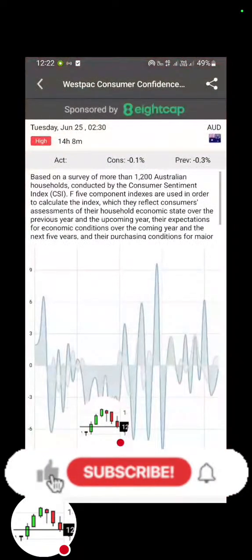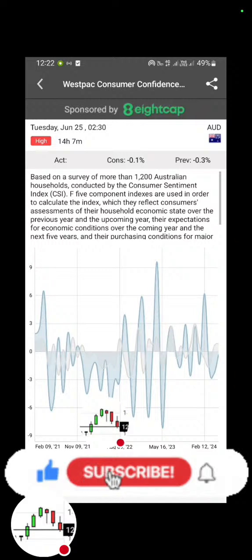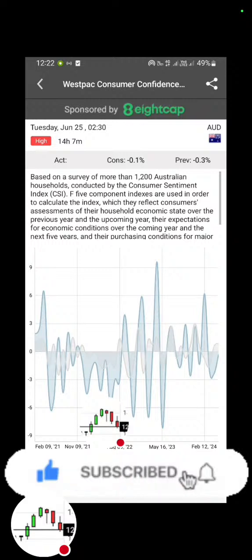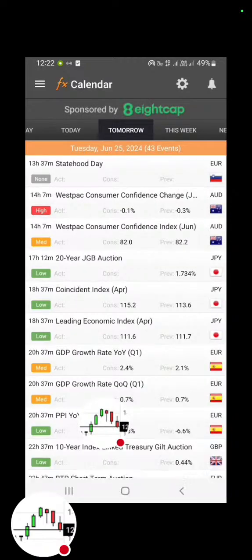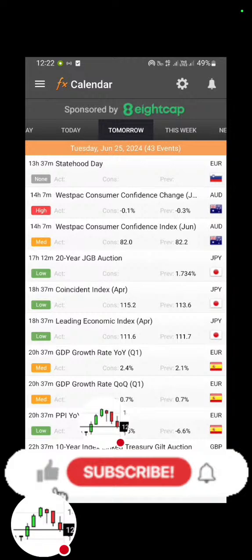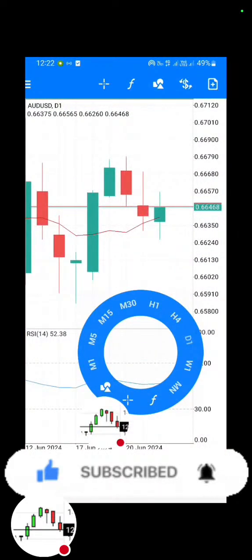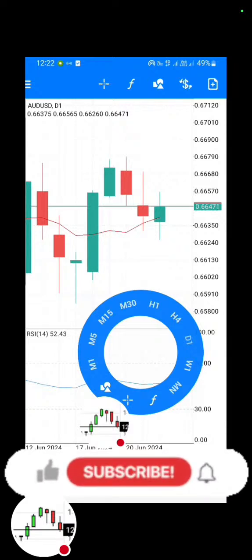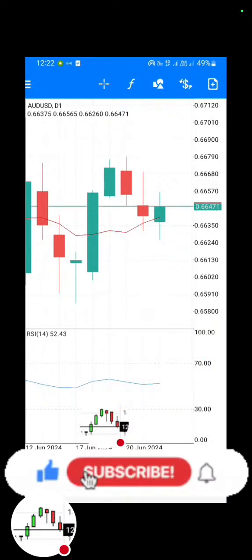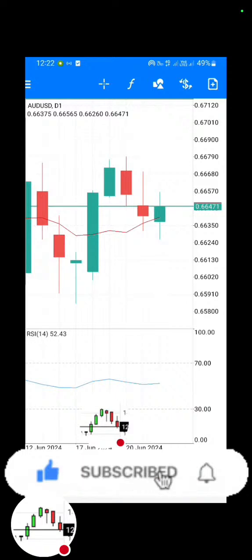Let's say it's going to be released, let's say right now, but in this case it's going to be released around 2 in the morning today, which is another day. So let's say the fundamental is going to be released now. I'm going to show you the strategy for fundamental. So how to use this strategy? So this is AUDUSD. The event is going to be released.